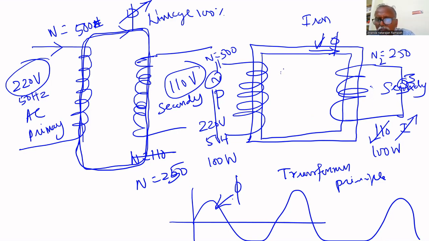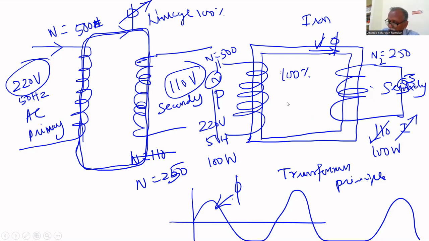Its efficiency will be almost 100% because all flux is linked with the secondary coil. If you remove the iron core, the flux linked with the secondary coil will reduce. That's why the power induced in the secondary coil will reduce.